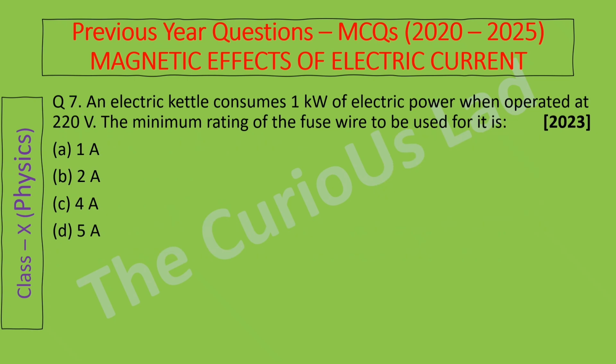Next question is our seventh question, which was asked in 2023. An electric kettle consumes 1 kilowatt of electric power when operated at 220 volt. The minimum rating of the fuse wire to be used for it is option A, 1 ampere, option B, 2 ampere, option C, 4 ampere, or option D, 5 ampere. And the correct answer is option D, 5 ampere.